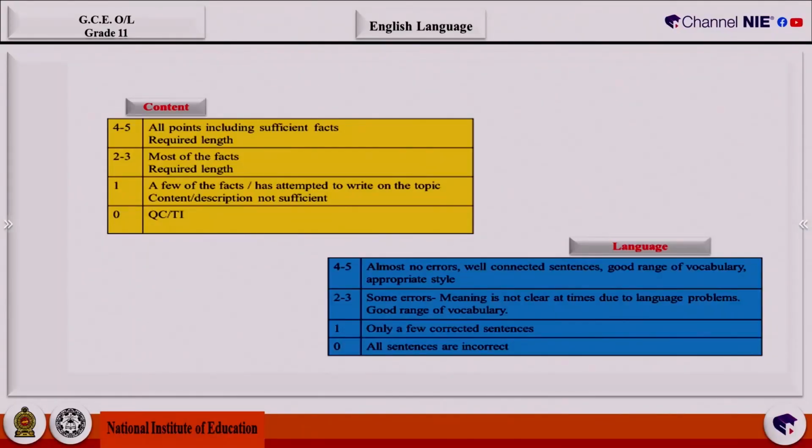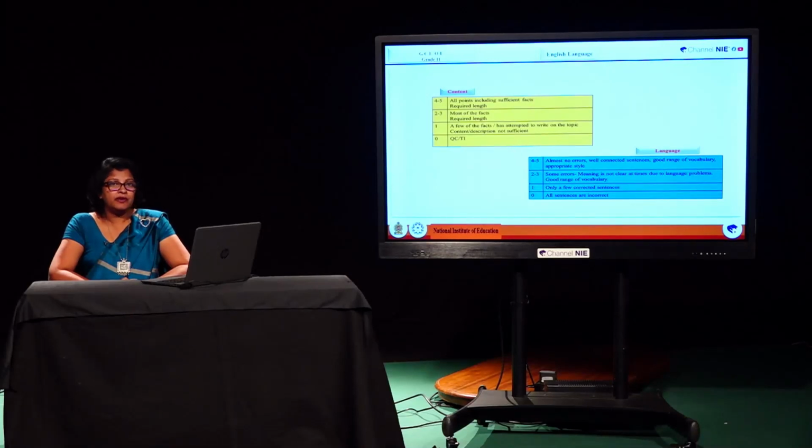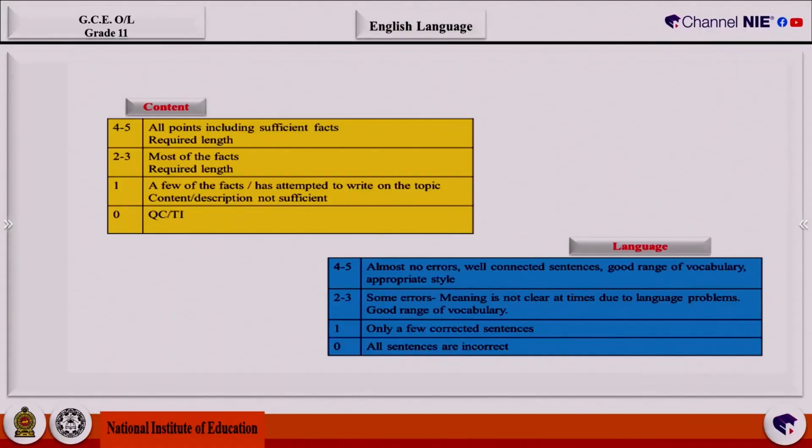What about your language? 4 to 5 marks will be given to compositions with no errors at all, and they should be well connected, and there should be a good range of vocabulary, and they should be written in very appropriate style. If you write with some errors, and if your meaning is not clear at times due to language problems, but still you maintain a good range of vocabulary, you will be given 2 to 3 marks. If you write only a few corrected sentences, you are given only 1 mark. If all the sentences are very incorrect, you are not given marks.